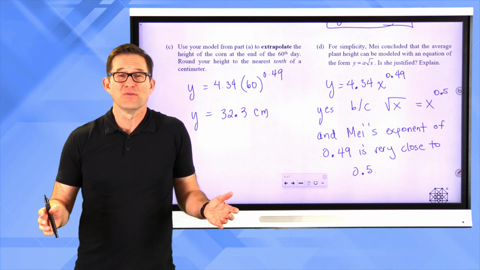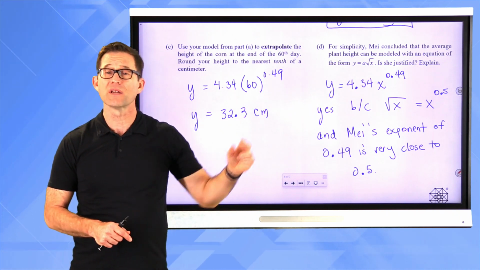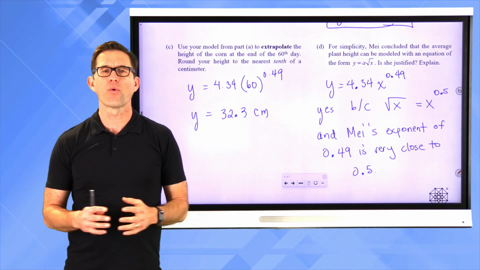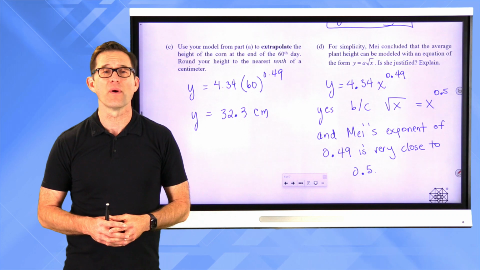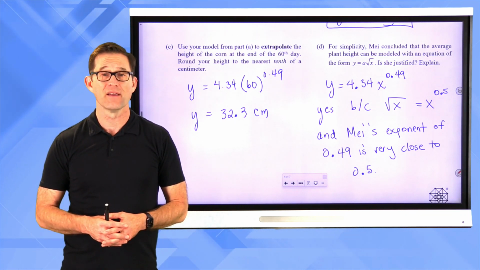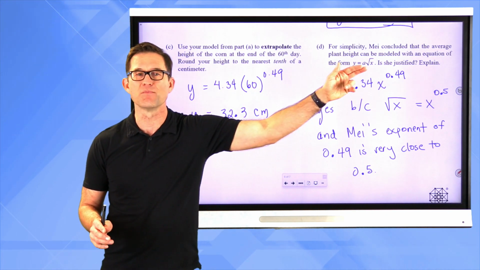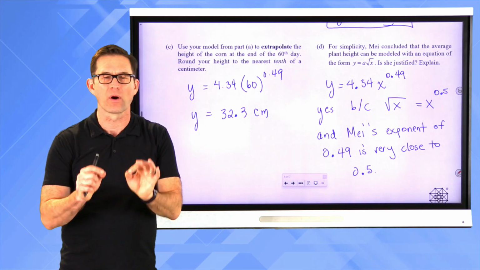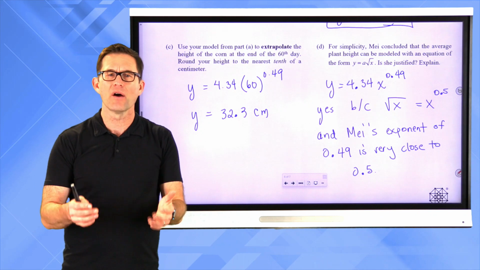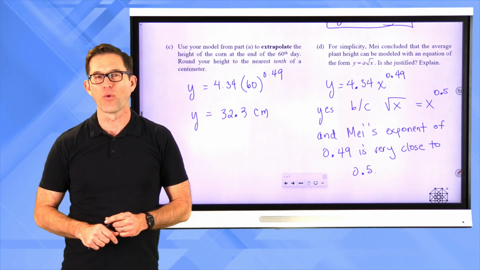Now, how close is close enough? If it was x to the 0.41, would that be close enough to say square root of x? I would say no. But x to the 0.49 is quite close to x to the 0.5, which is the same as the square root of x. So I'm going with yes on that, because again, it would be nice to have the equation in this beautifully more simple form. 4.34 times the square root of x. We're more comfortable with, let's say, the square root of x than x to the 0.49.